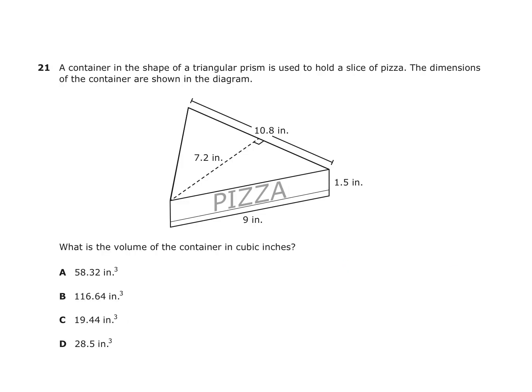Number 21, a container in the shape of a triangular prism is used to hold a slice of pizza. The dimensions of the container are shown in the diagram. And so we have a pizza.